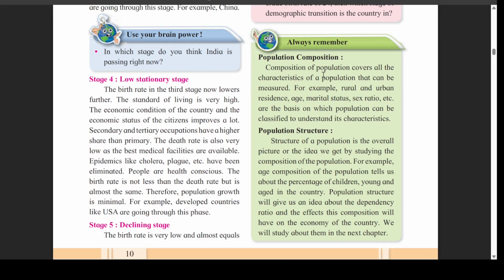Always remember, population composition. Composition of population covers all the characteristics of a population that can be measured. For example, rural and urban residents, age, marital status, sex ratio, etc. are the basis on which population can be classified to understand its characteristics.